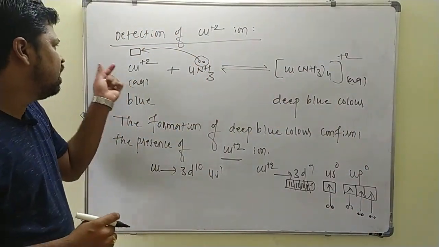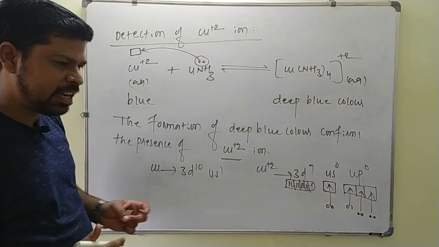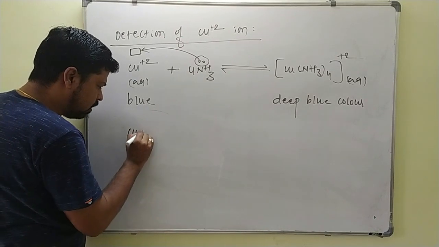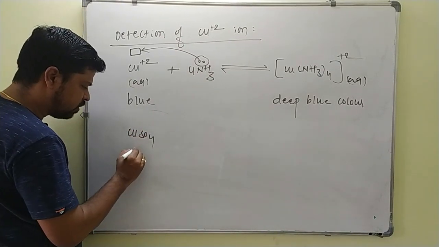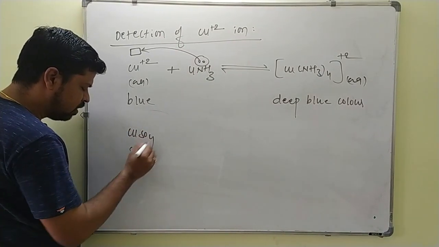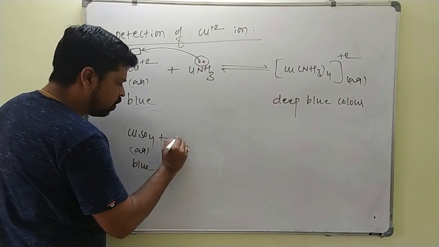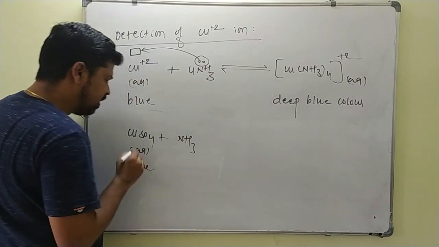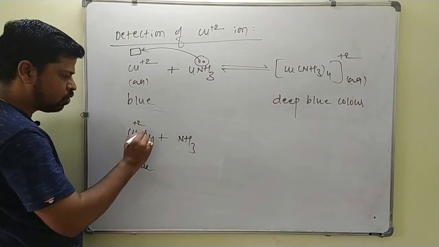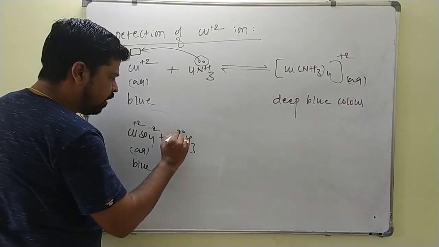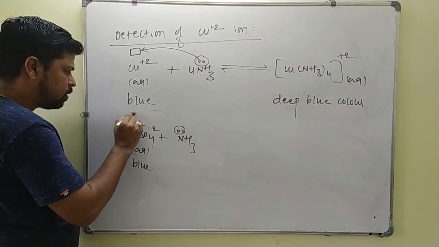This is how the copper plus 2 ion is detected. Next, you can write this reaction like this also. This is the copper sulfate solution, an aqueous solution of copper sulfate, which has a blue color. To this copper sulfate solution, if you add ammonia, copper is already in the plus 2 oxidation state. This is SO4 minus 2, and ammonia has a lone pair of electrons. Copper plus 2 has what?